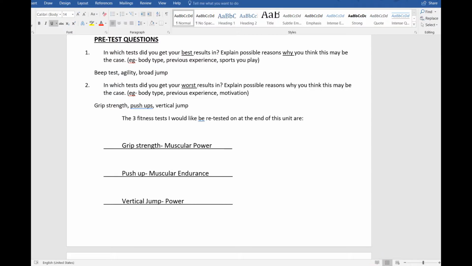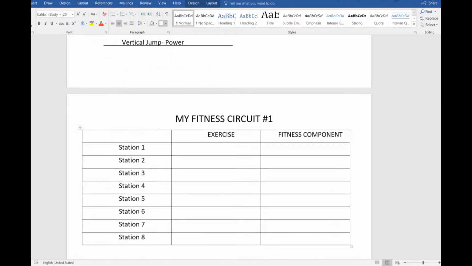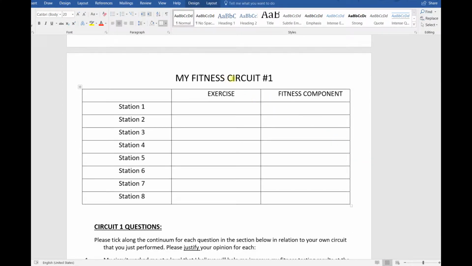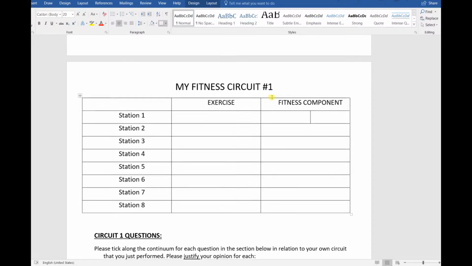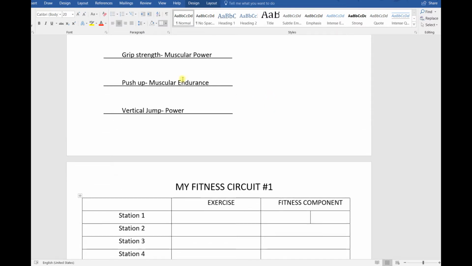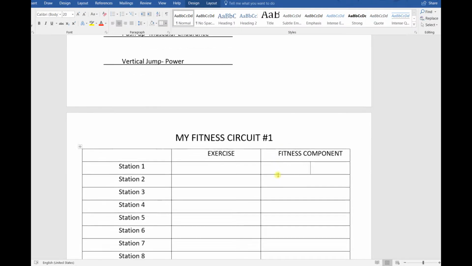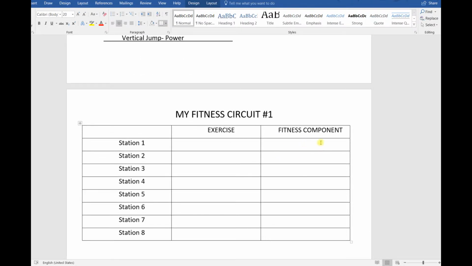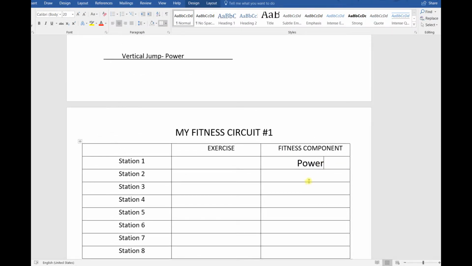As we scroll down, you can see that there are different fitness circuits that we are aiming to make. We have various stations on the left, exercise at those stations, and the fitness components relating to each exercise. We've already identified 3 different fitness components that we're working on through our testing. These are muscular power, muscular endurance, and power. So we can go straight ahead and put these in to our circuit.